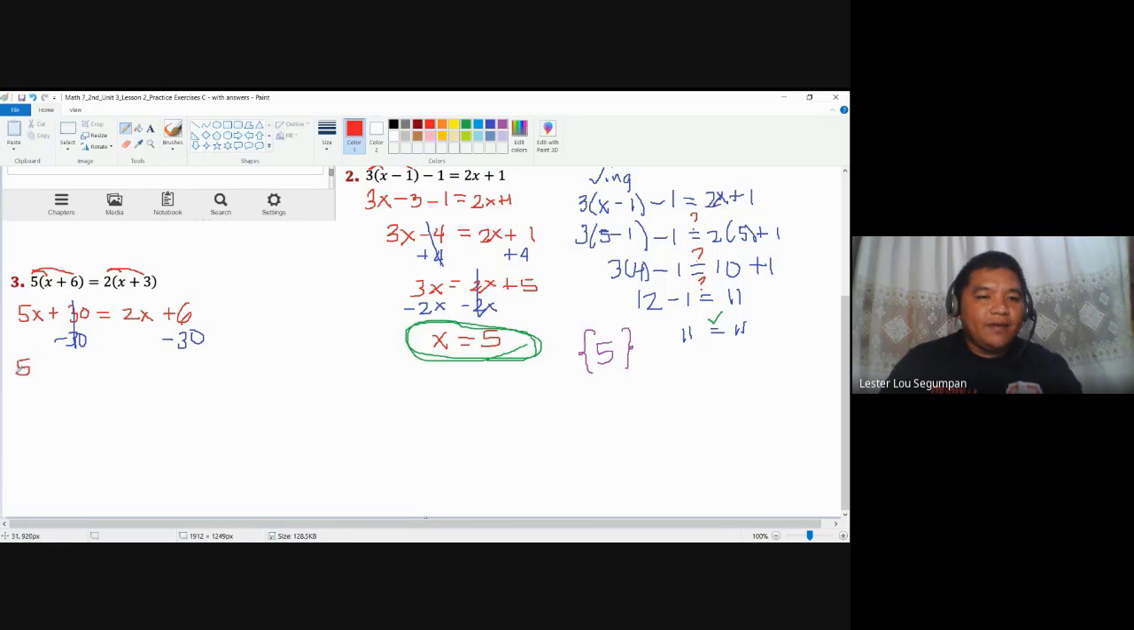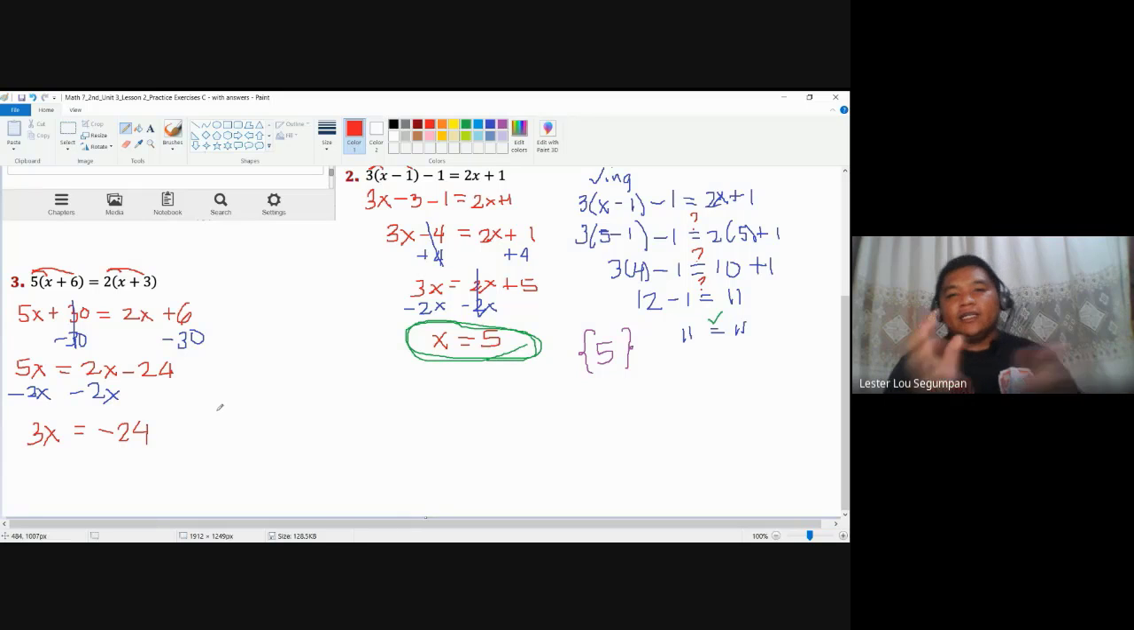And you will have here 5x is equal to 2x. 6 minus 30 is minus 24. And then you subtract 2x, you subtract 2x. 5 minus 2 is 3x equals negative 24. Again, it is negative 24, not positive 24. I'm going to also share the difference between the two later. So let's divide both sides by 3. So your answer for the variable is x equals negative 8.